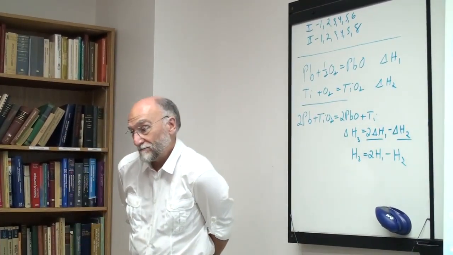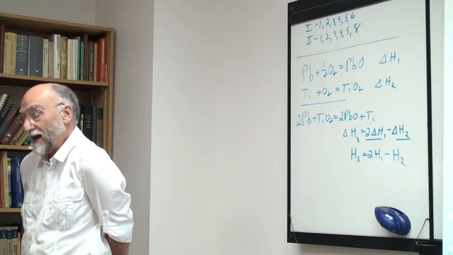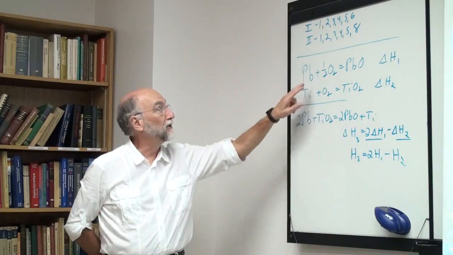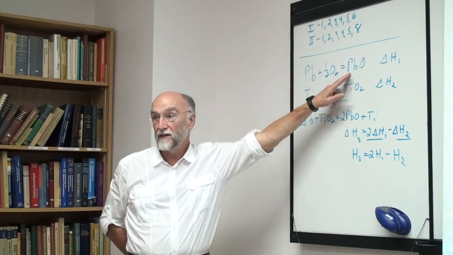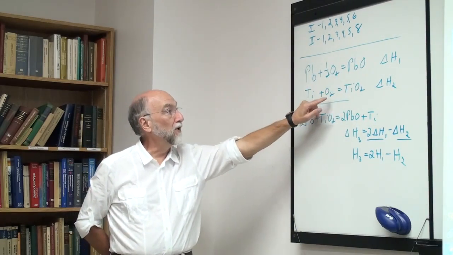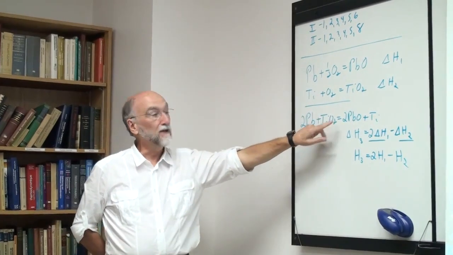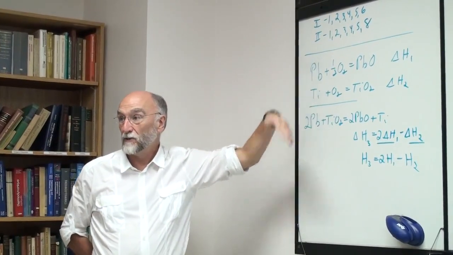You can treat chemical reactions like algebraic equations, like you think of lead, oxygen as algebraic variables, x plus 1/2 y equals z. You think of this as a plus y equals b, then 2 times x plus b equals, you just subtract them like algebraic equations.